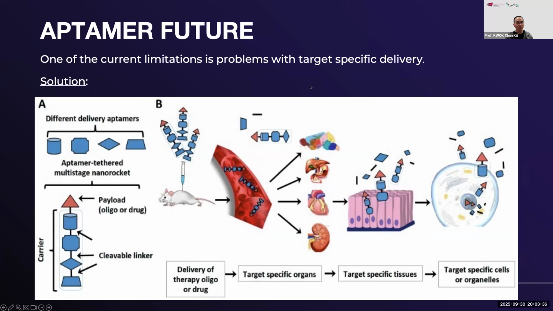For the aptamer's future, one of the current limitations is the problem with target-specific delivery. You can basically have the aptamer tethered to a different carrier for delivery. For example, if you want to deliver into a mouse, then you can put on this cargo and carrier. If you have a specific organ that you're interested in, then you can put in the right organ-specific carrier, and you can bring the aptamer, or the drug, to the target organ, or even to the target cell or target compartments inside the cell as well.